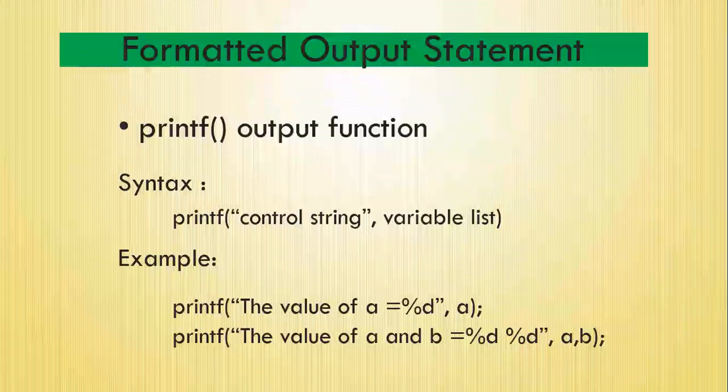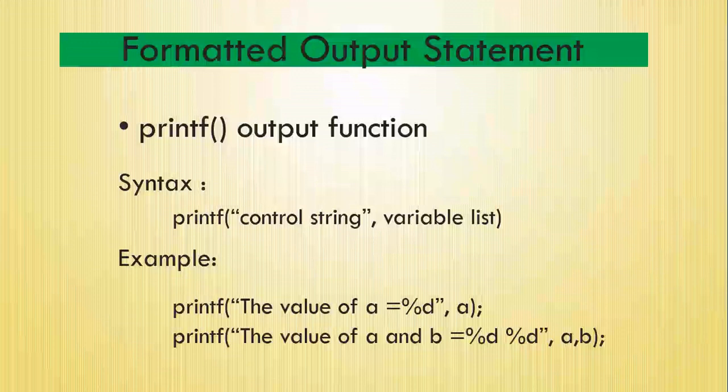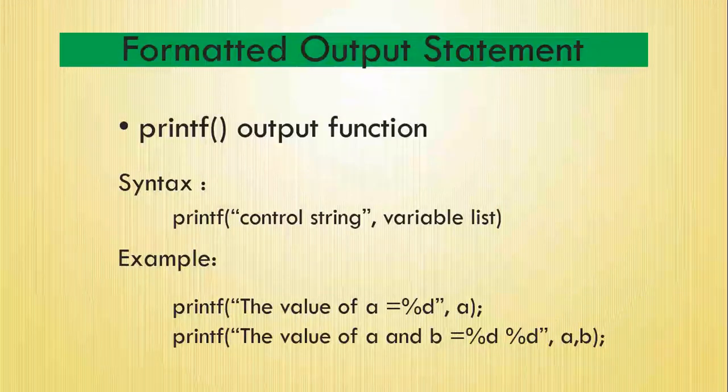Here the arguments should match in number, in a particular order and type with the format specification. And the variable list is the list of the variables whose values you want to print. In case of the printf function, you can see the example here: the value of a is equal to %d, comma a. Here "the value of a is" is a message and %d is the format specifier for an integer value. It means the type of value to be printed is integer type, that is a.